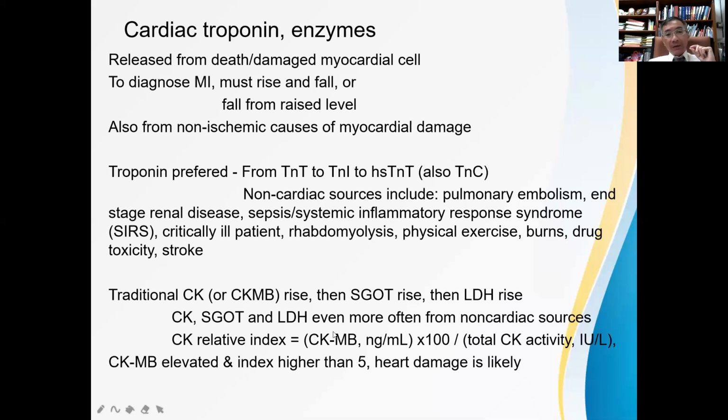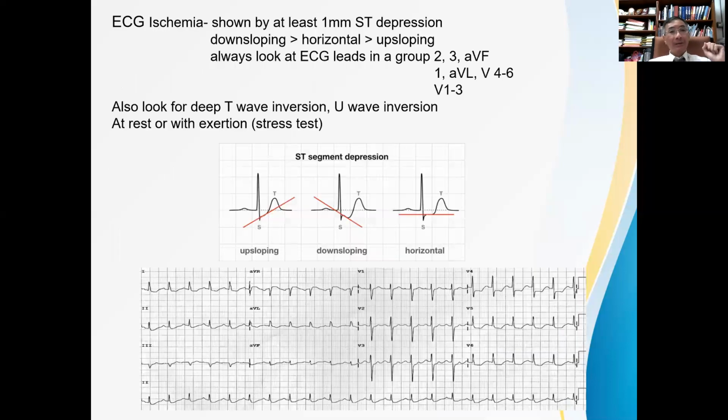A CK relative index, that is the ratio of the NB fraction to the total CK, will provide a more accurate indicator of whether the CK comes from the heart. And if the NB fraction is elevated and the ratio is more than 5, then it is more likely that the patient's condition is due to the heart.